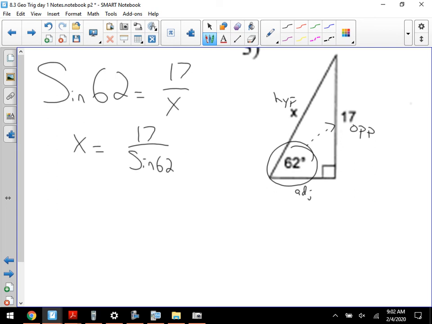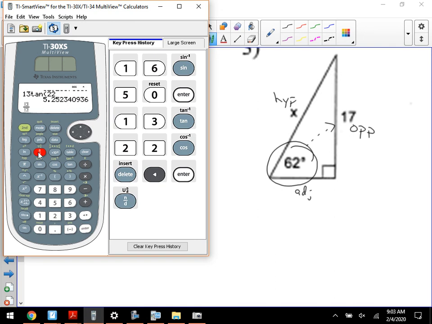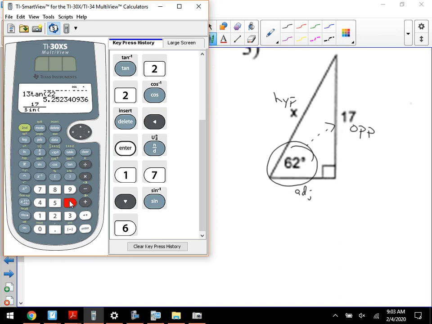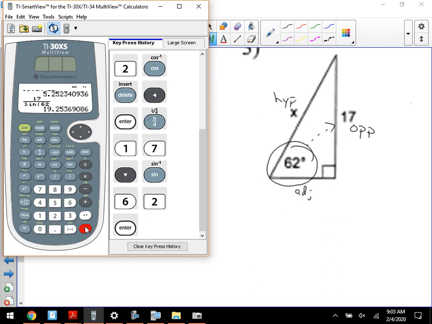Now, I wanted to make sure I showed you guys what to do when you have one like this. When you have this, there's a fraction bar. Use it. You're going to replicate what this looks like. Huh, who would have thunk? That's why we write it like that. Fraction bar, 17 over sine 62, and hit enter. Okay. And I get 19.2536, which means it's going to be 19.25.